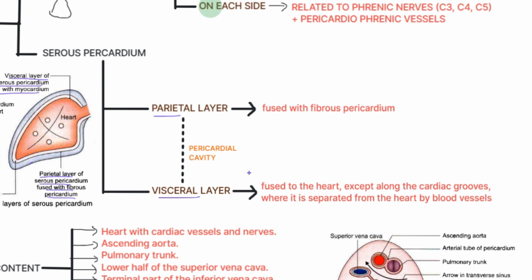Your pericardial cavity will contain only a thin film of serous fluid which will lubricate the opposed surface and allows the heart to beat smoothly. So this is the function of pericardial cavity. It will lubricate the opposed surface and it will allow the heart to beat smoothly. This is the function of your serous pericardium as well. And then fibrous pericardium will protect your heart against the sudden overfilling and prevent overexpansion of the heart.